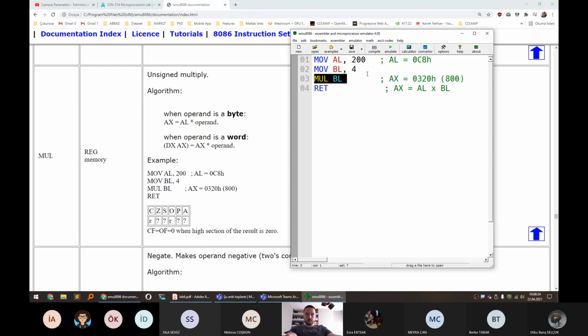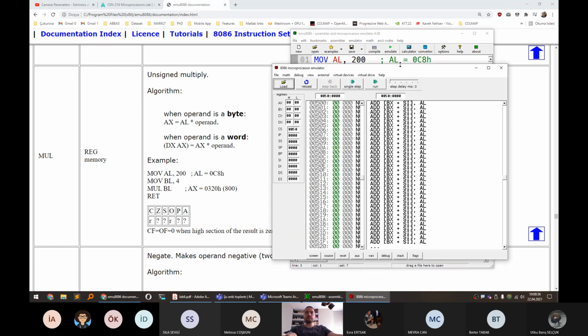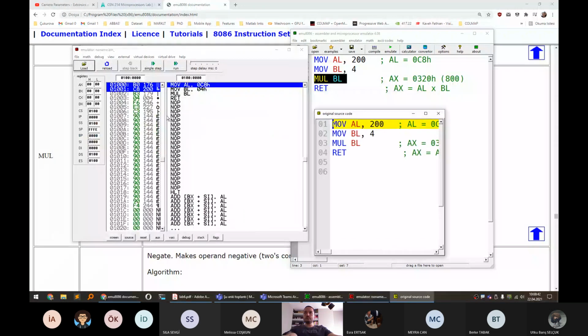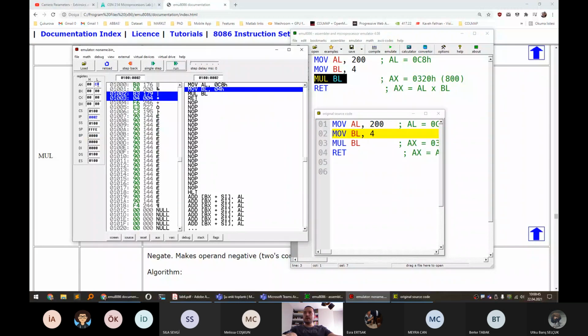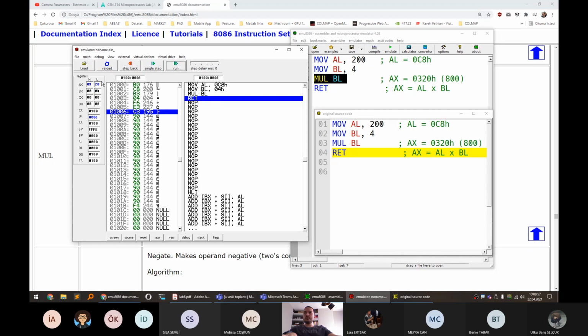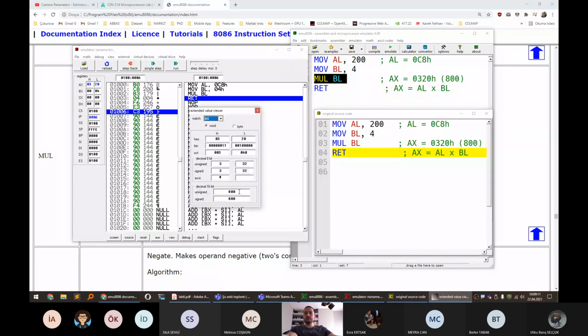Okay, the result is 800. Let's see. AL has 200, which is C8. BL is 4. Multiplication is done. The result is in AX, which is 320H, which is 800. This is unsigned multiplication.